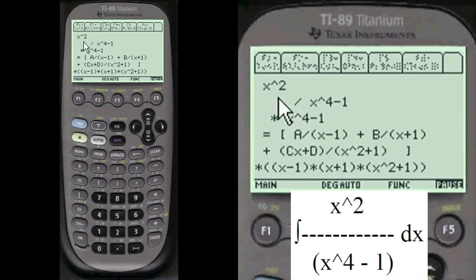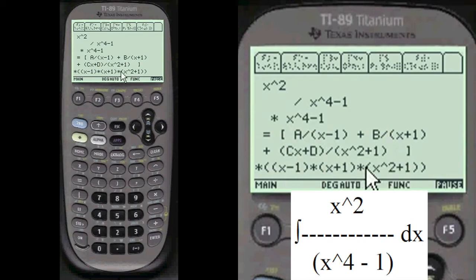So here we have, you write this on your paper, x squared, which is the numerator, divided by the denominator. That's the original function. To get rid of this denominator, we multiply by the same denominator on both sides, except this side is factored. So we have a over x minus 1, b over x plus 1, and then cx plus d over x squared plus 1. Okay, that's the way you set it up. Now, since these are all pluses, you have to use a common denominator to add fractions. And here's the common denominator right here.